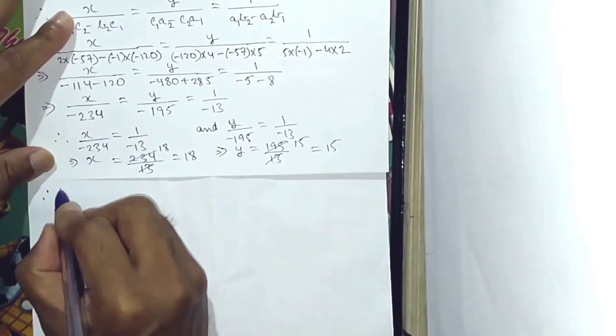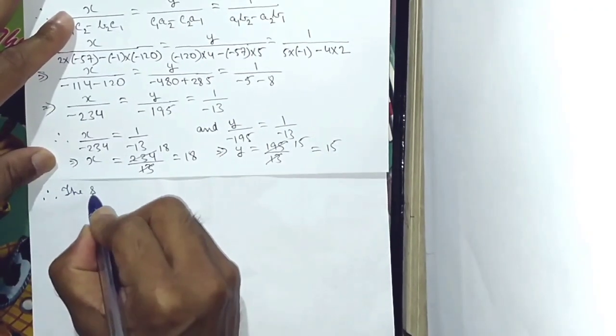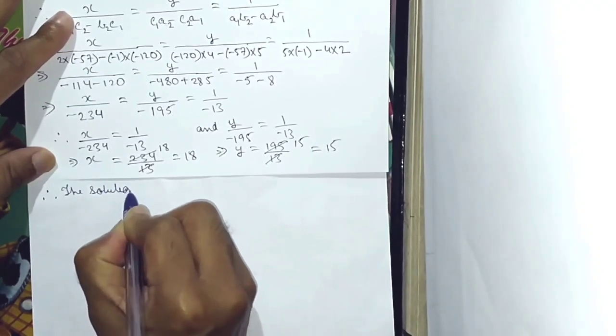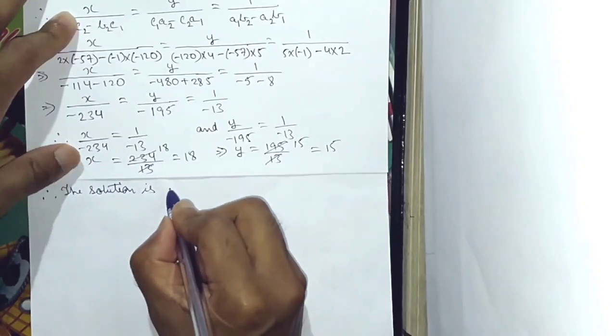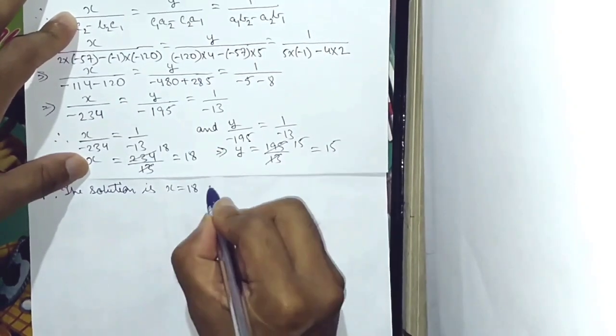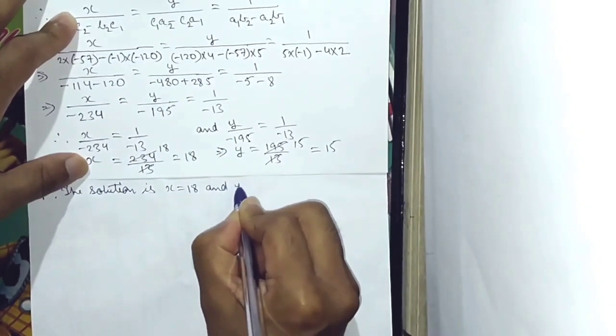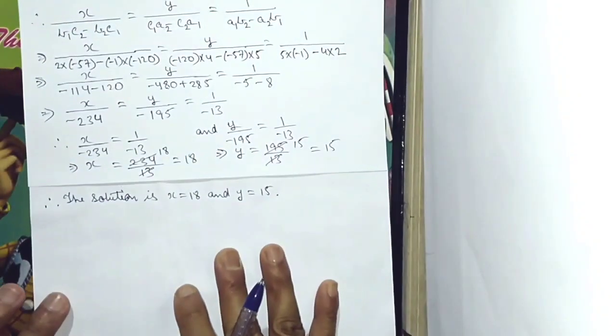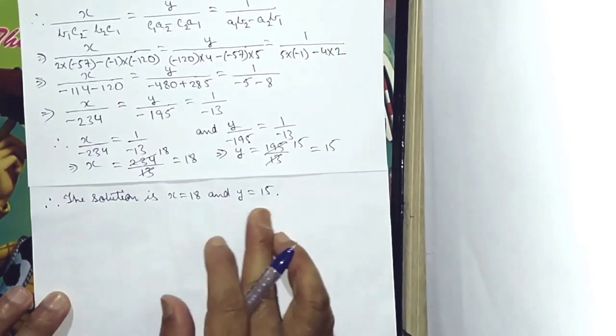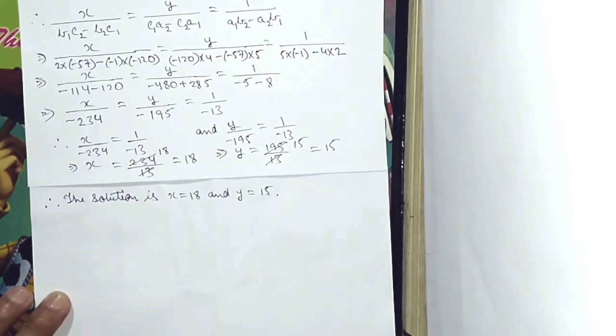So therefore, the solution is x is equal to 18 and y is equal to 15. That is the answer.